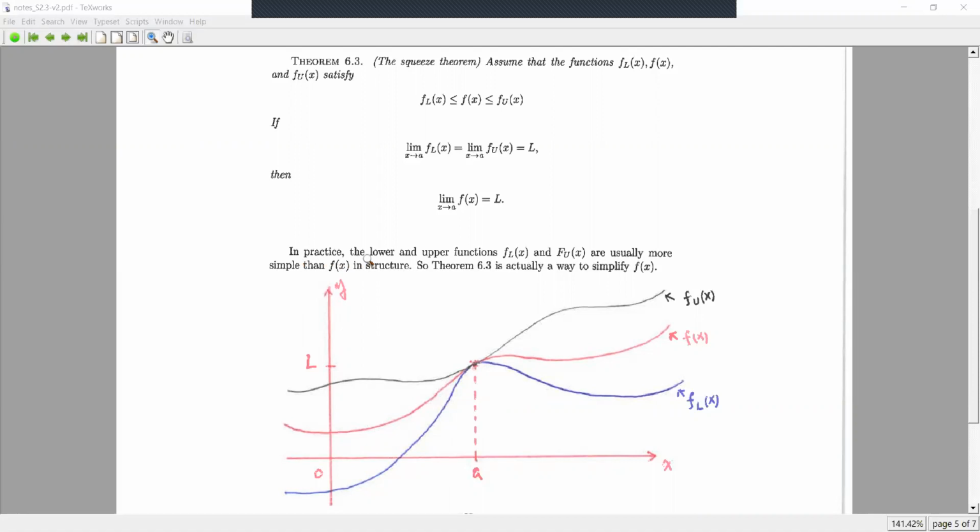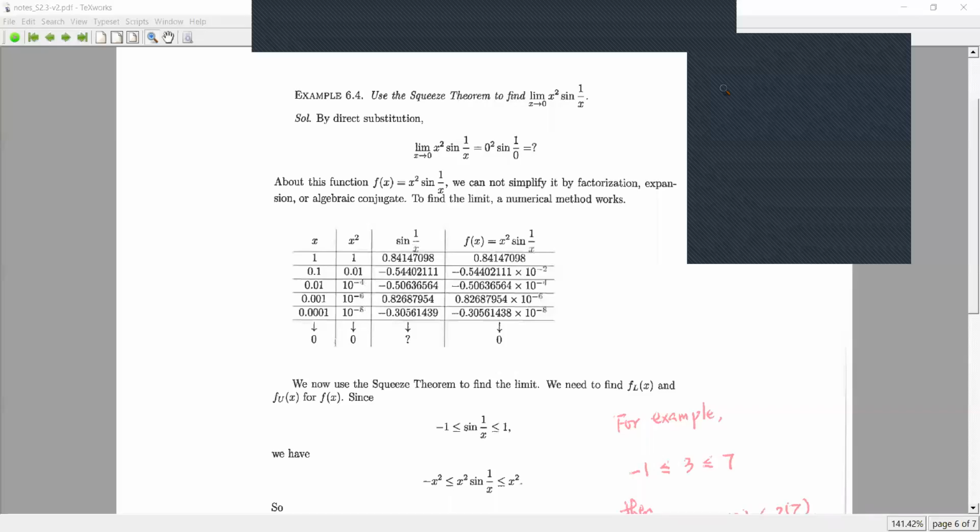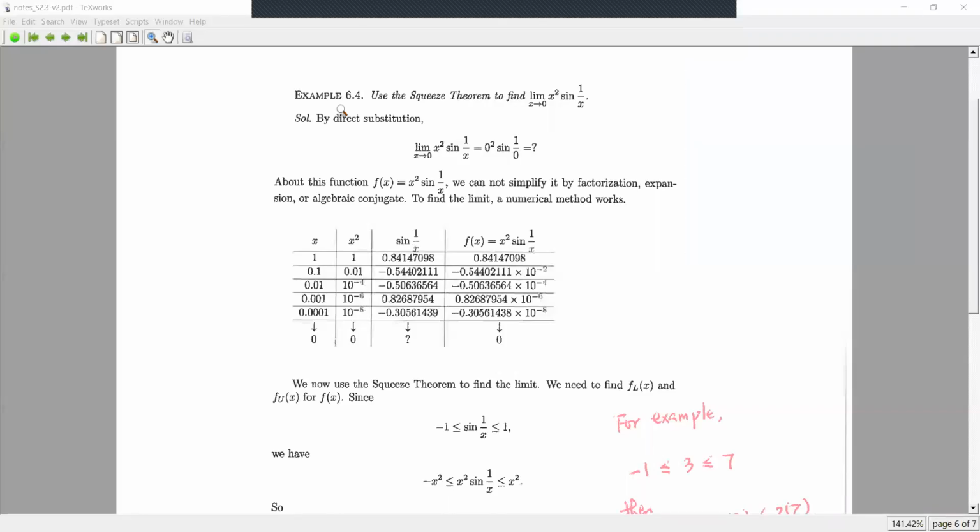In practice, the lower function and upper function, FL and FU, are usually simpler in structure than the function f. So this theorem is actually a way to simplify the function f. Here are some examples about how to use the squeeze theorem to find limits.